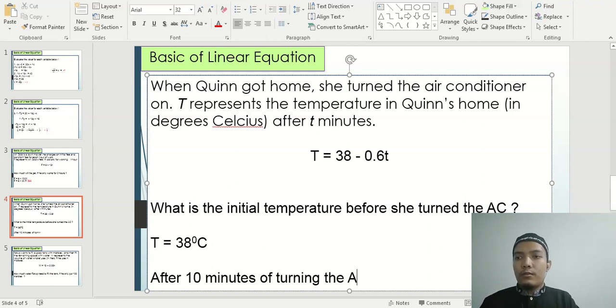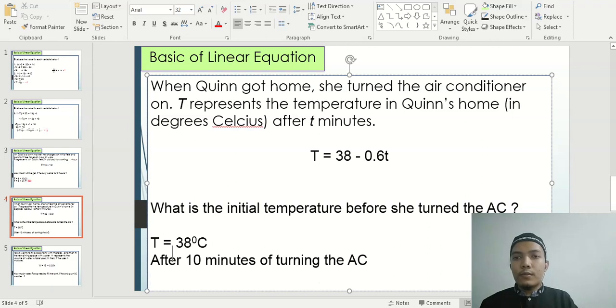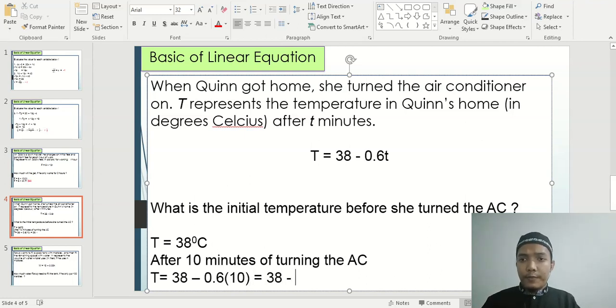If I say after 10 minutes of turning on the AC, then the temperature equals 38 minus 0.6 times t, and the t here I'm going to change into 10. So it becomes 38 minus 0.6 times 10. Move the 6 to the front, that's the easiest part. It is no longer a decimal, it becomes an integer, 6. So it becomes 32 degrees Celsius.